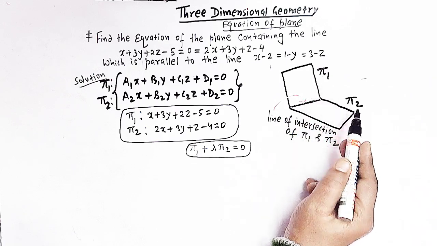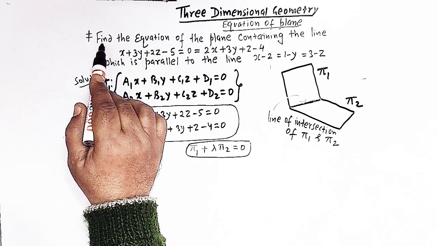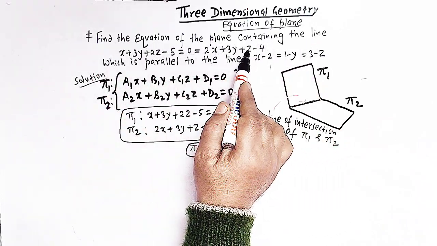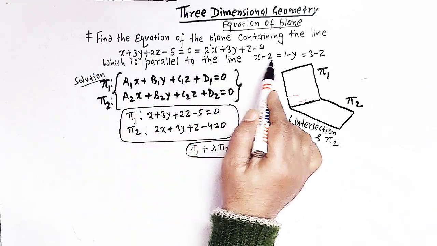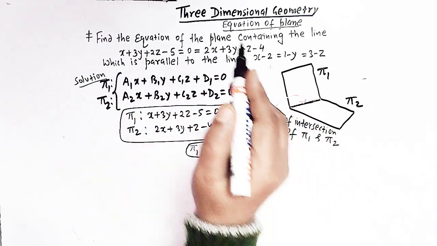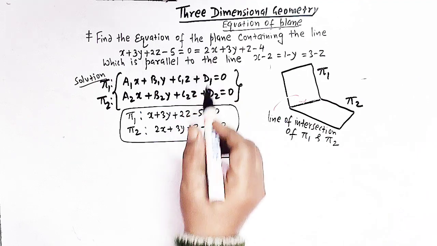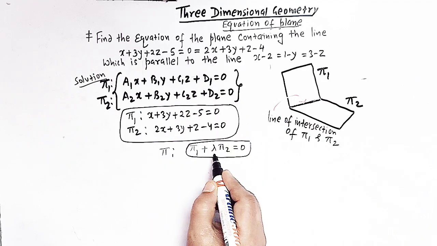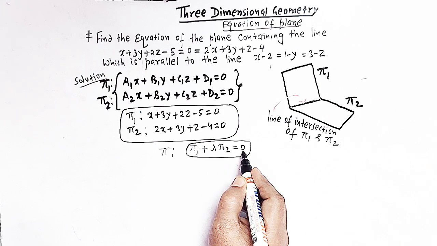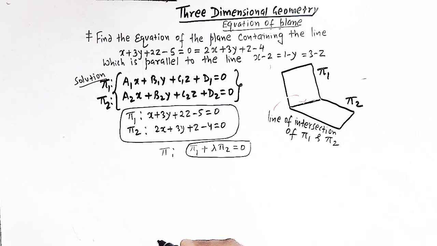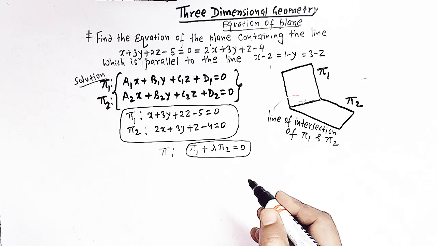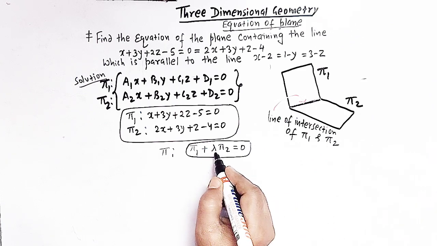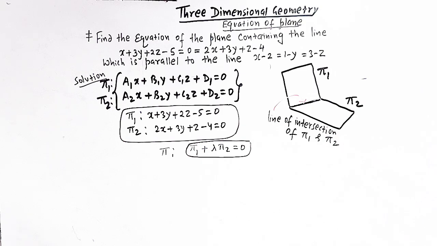So this is the equation of a plane which passes through the line of intersection of these two planes pi 1 and pi 2, and here we have to find the equation of the plane containing this line, right, and which is parallel to this line. So let us assume that the equation of the plane, say pi, is given by pi 1 plus lambda pi 2 is equal to 0, where lambda is some scalar or a real number, and we have to now find out the value of this real number lambda.